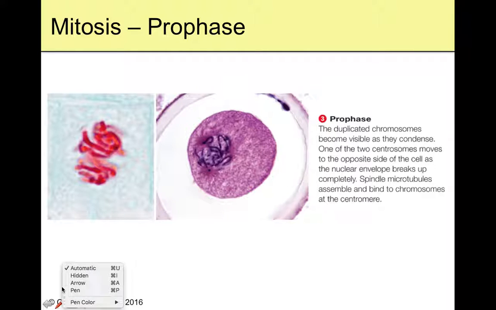Generally, let's go ahead and write this down for you. Centrosomes are going to move to the opposite sides of the cell. And so here you have one up here, and you have one down here. Because at the end, we've got to drag half of our chromosomes that way, and the other half of our chromosomes that way. And so our spindle microtubules are going to start to assemble and bind to chromosomes around the centromere. Centromere is what hooks the middle of two sister chromatids together.